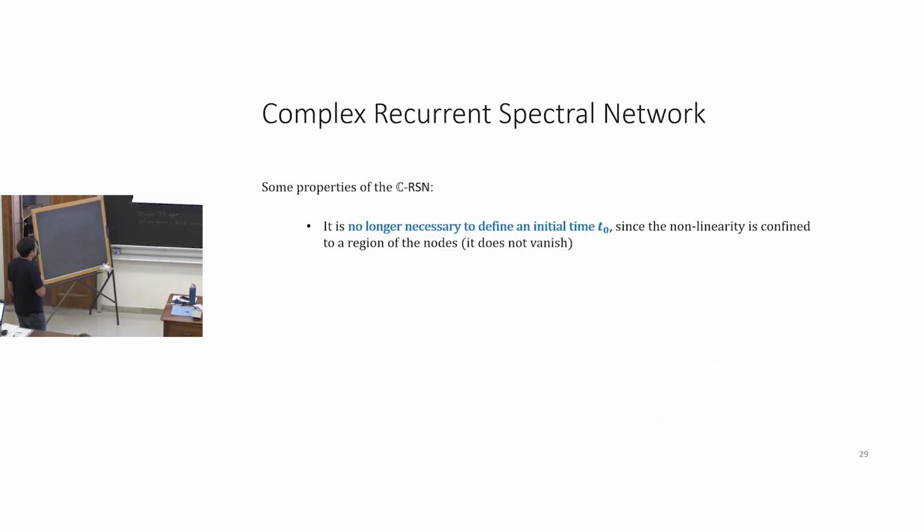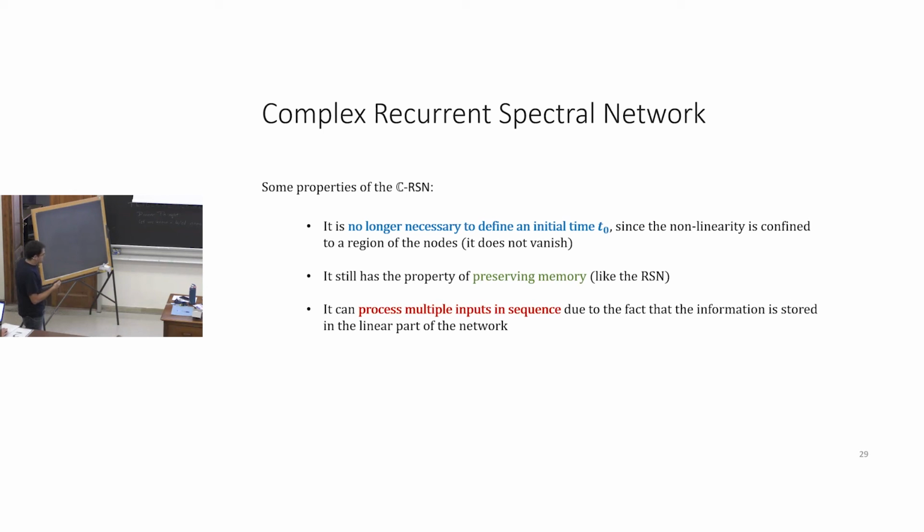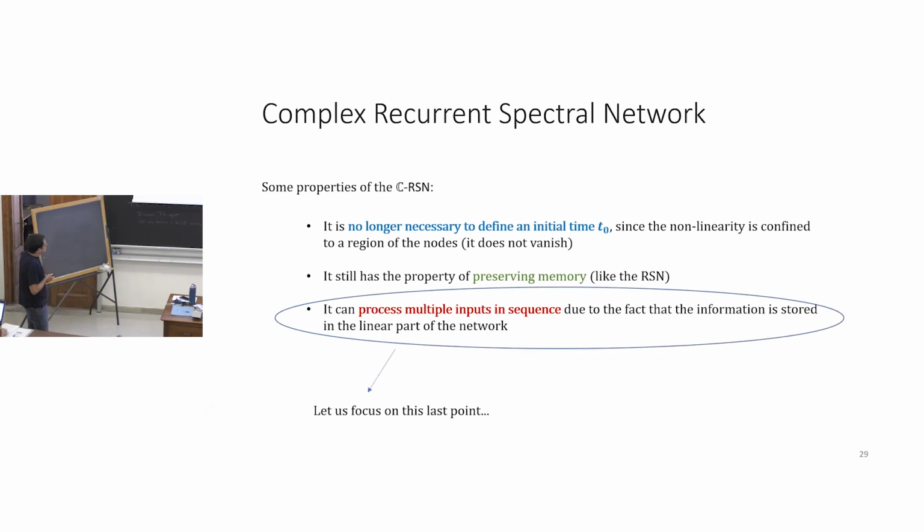Okay. So some properties of this new version of the recurrent spectral network. First of all, it's no longer necessary to define an initial time t0 because the nonlinearity does not depend on time. So you can also evaluate very long time series, for example, because you do not have to restart the nonlinearity. Then it still has the property of preserving memory, like the first version. And due to these two properties, we have a third property, that this kind of network can process multiple inputs in sequence. And this is because the information is stored in the linear part of the network.